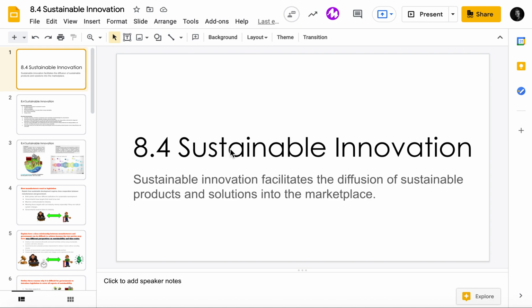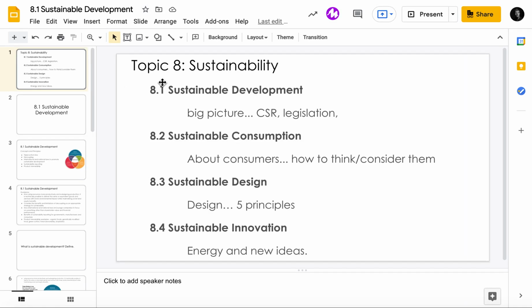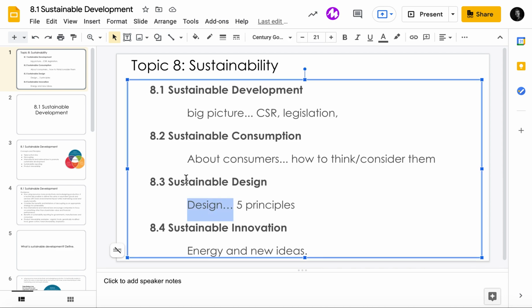All right, so we are on to the last topic of topic 8. This one is sustainable innovations. So just to remind you, 8.1 was those big picture things. 8.2 was a little bit about the consumers. 8.3 was design specific, with sustainable design and the difference between green design and sustainable design. And then there were also Dijkevsky's 5 principles. And now it's on to sustainable innovation.